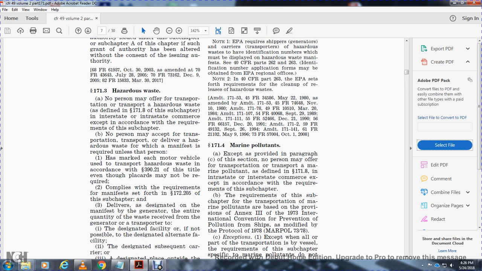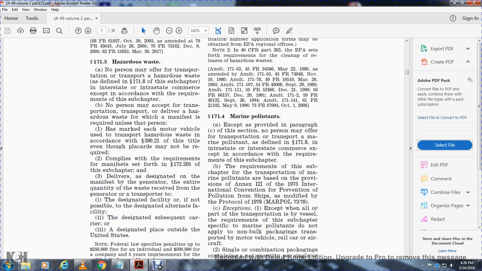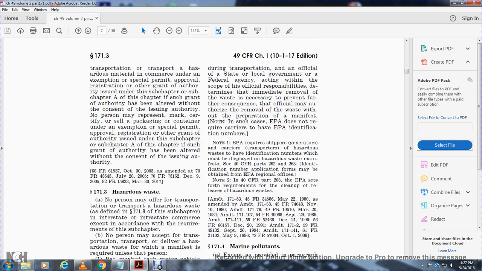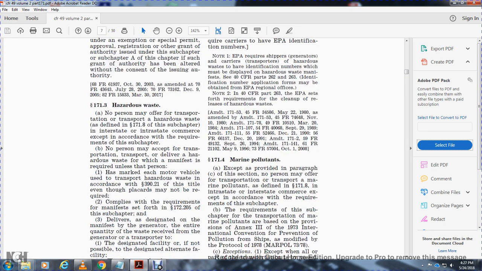The waste must be delivered to the designated facility with the manifest, generated with the entire quantity of the waste received from the generator and transported to the designated facility. If that is not possible, designate an alternate facility or a subsequent carrier, or a place outside of the United States. If a discharge of hazardous waste or other hazardous waste material occurs during transportation, an official of a state or local government or a federal agency acting within the scope of official responsibility may determine the immediate removal of the waste necessary to prevent further consequence, and the official may authorize the removal of the waste for the preparation of the manifest. Note: in such cases, the Environmental Protection Agency does not require carriers to have an EPA identification number.